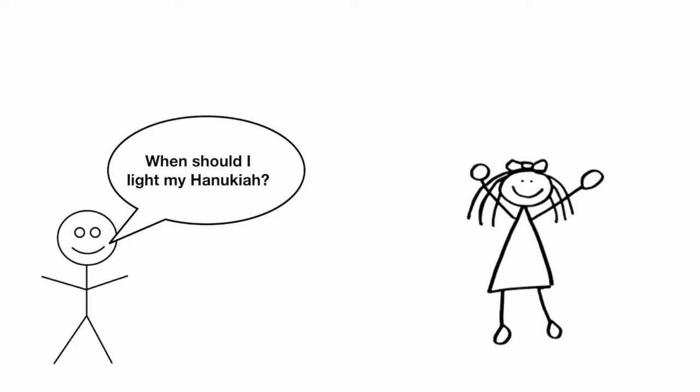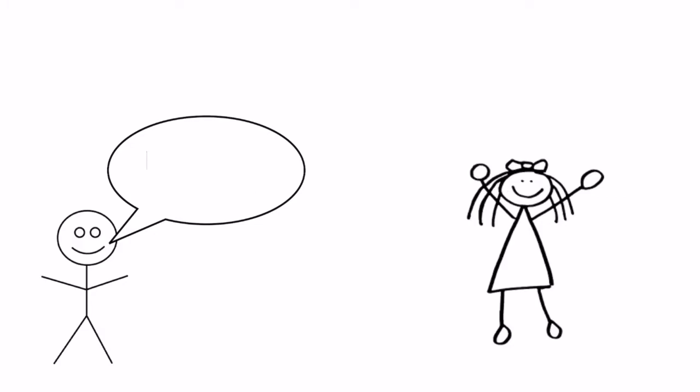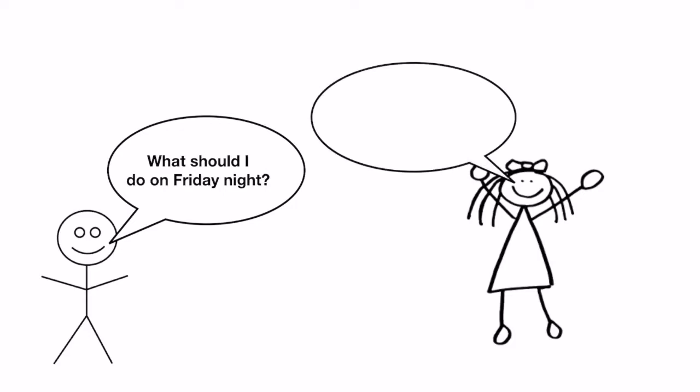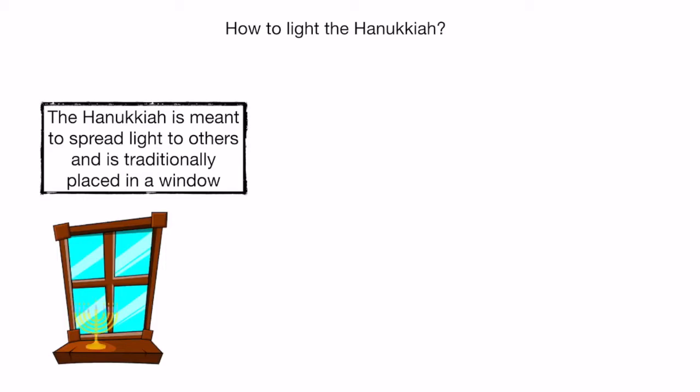When should I light my Hanukkiah? Just after dark each night of Hanukkah. What should I do on Friday night? Light the Hanukkiah before the Shabbat candles. The Hanukkiah is meant to spread light to others and is traditionally placed in a window.